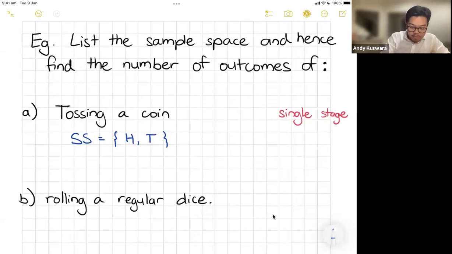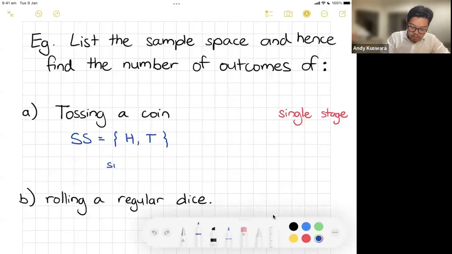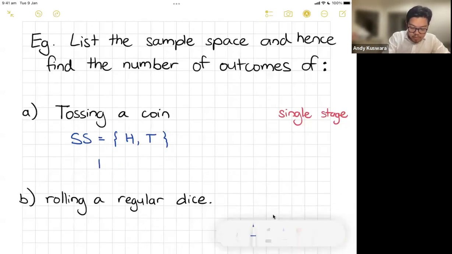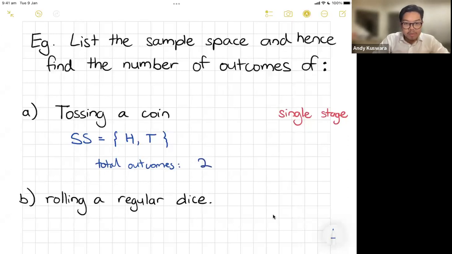Whereas the number of outcomes, I'll just write total outcomes. There's two total outcomes. So can you see the difference? If I'm asking for sample space, I want the specific outcomes. If I'm looking for the number of outcomes, I just count out how many different options there are.